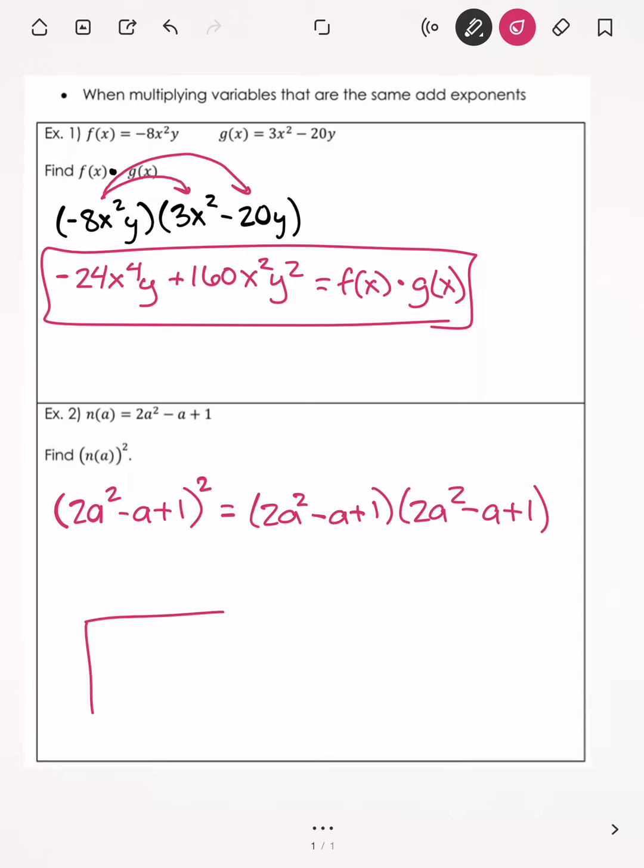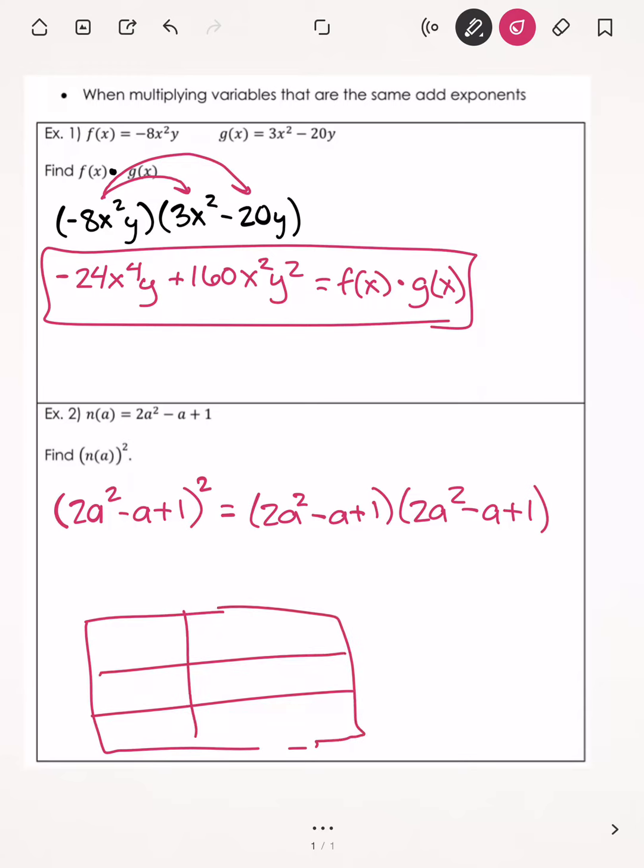So I get that. When I'm multiplying anything, trinomials, binomials, I like to use the area model with the box, just so I don't forget to multiply something. That's a really bad box I drew, I'm sorry. But I have this times that. So now I just multiply by filling in the boxes. So 2a squared times 2a squared is 4a to the fourth. 2a squared times a negative a is a negative 2a cubed. 2a squared times 1 is 2a squared.